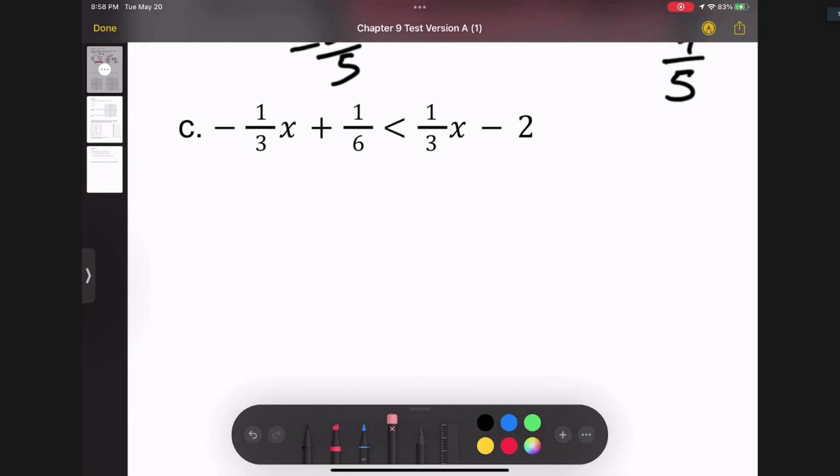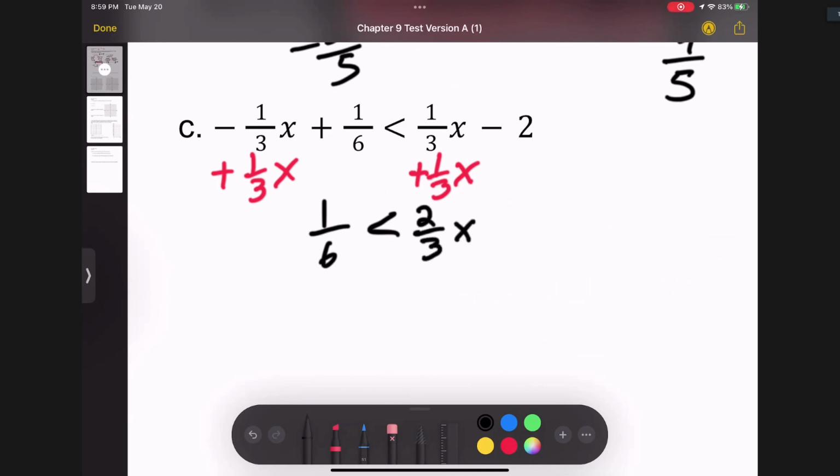Let's see. I want to move this negative 1/3 x to the right side. So I want to move this x to be on this side. I want to have positive x's. I do not want to deal with negatives. Now we're going to have 1/6. We got 2/3 x minus 2. Then I'm going to be adding 2 to both sides.